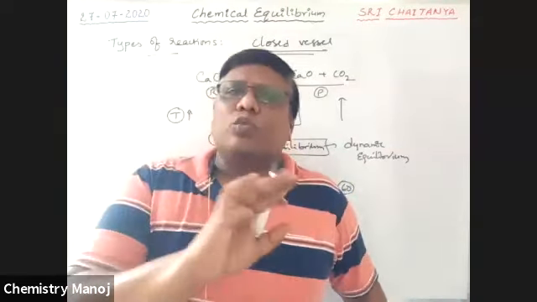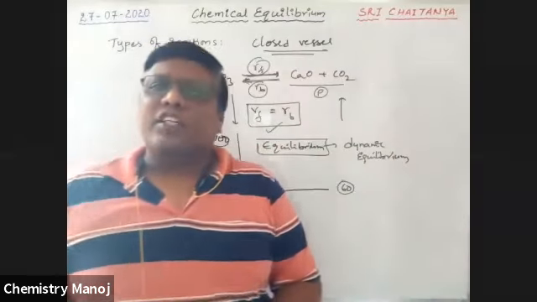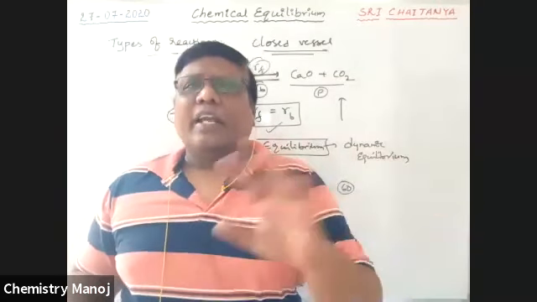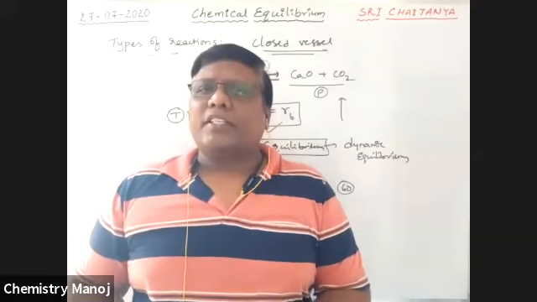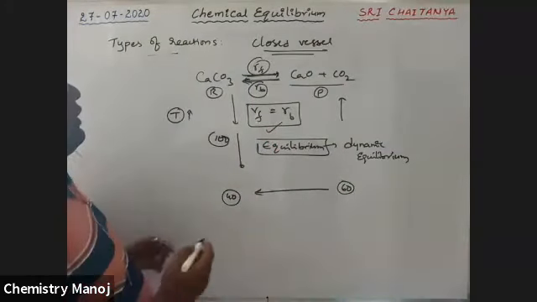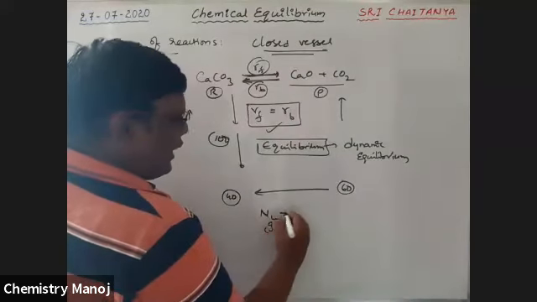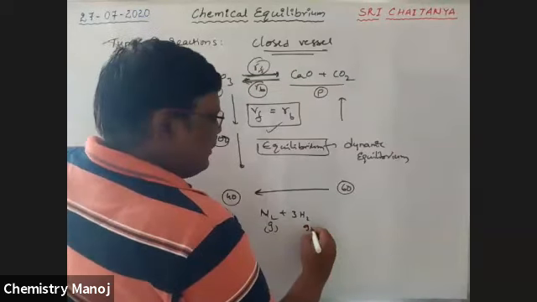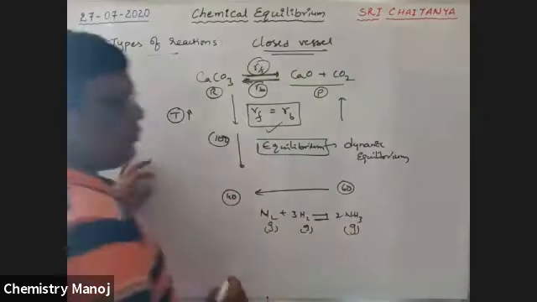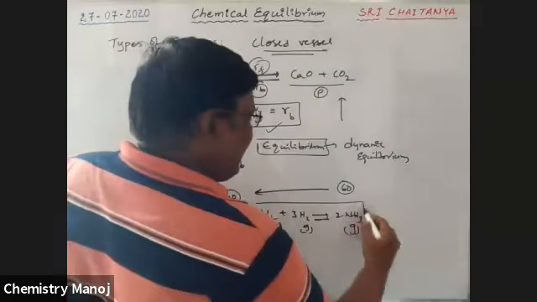So these are the two types of reactions: a reversible reaction and an irreversible reaction. Irreversible reactions are only one-sided reactions. Reversible reactions are two-sided reactions. See here, N2 gas plus 3H2 gas reversible with 2NH3 gas. So this is a reversible reaction.